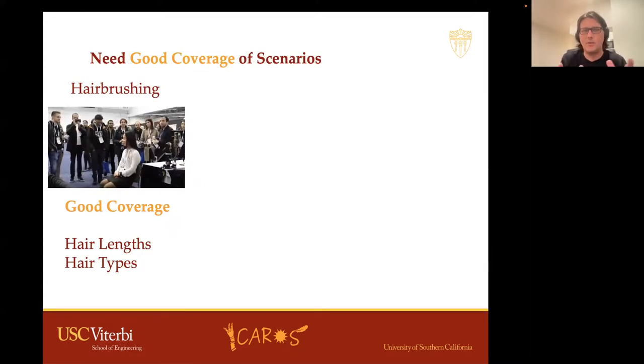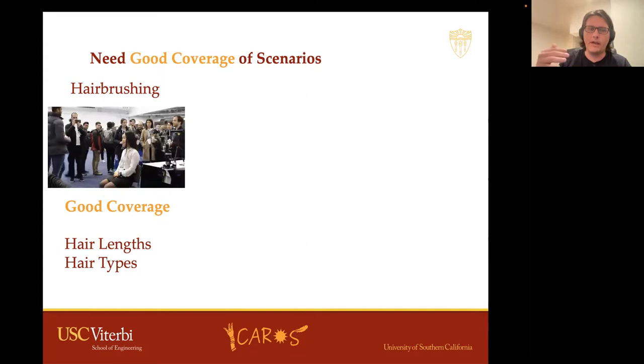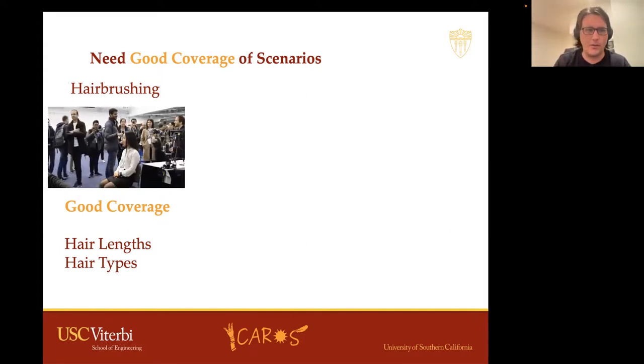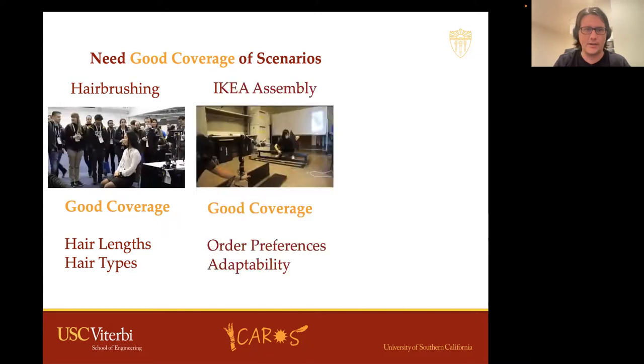You don't want just one scenario that is maximally bad if you're testing it. So if you're looking for a failure, you don't want the worst case failure scenario that you can have. You want to make sure you cover all your bases. So for hairbrushing, I want to know, does this work on different hair lengths or different hair types? And so that's an example of good coverage that we would need in that scenario.